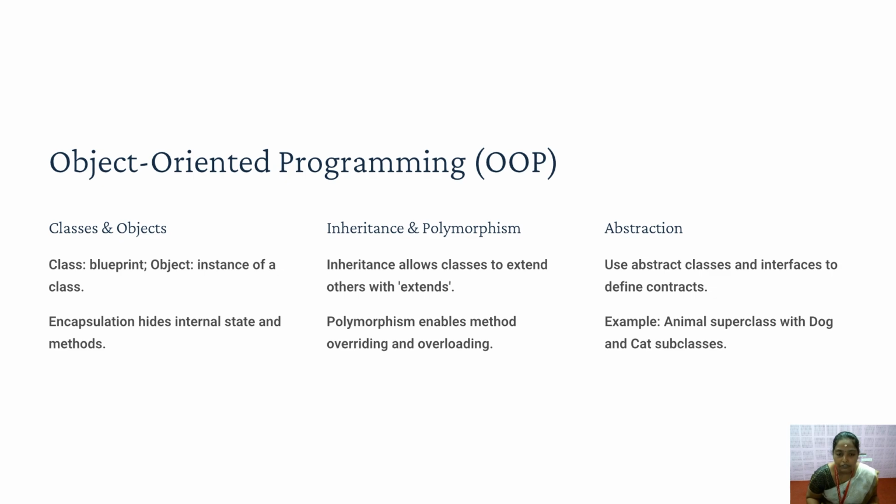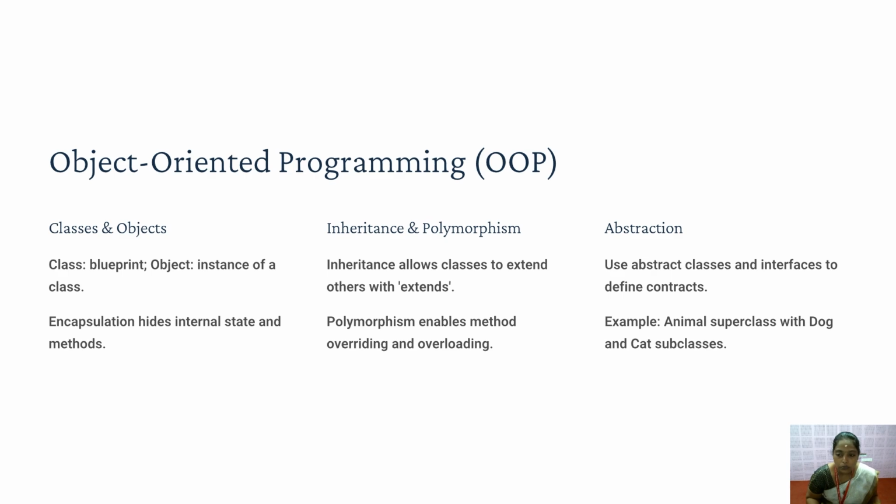Inheritance and polymorphism. Inheritance allows a class to extend other classes with the extends keyword. That means we can inherit the properties. Polymorphism enables methods like overriding and overloading. Abstraction. Abstraction means it will give only the information which is needed. It doesn't tell about the background details or the functions which make it run. Using abstract classes and interfaces, we can define contracts.